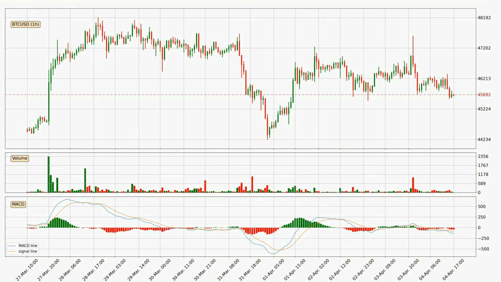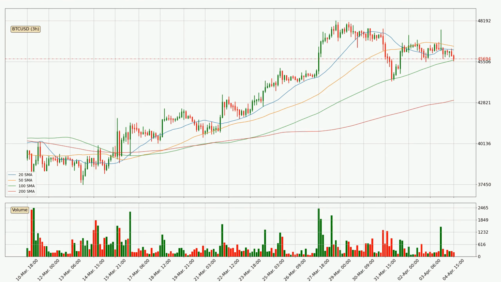Jumping to the 3-hourly simple moving averages, at the moment, the price is between the 100 and the 20 SMA. If the price bounces off the 100 SMA, which is currently at 45,612, it could be seen as a support, and the 20 SMA, that is at 46,279, could be perceived as a resistance to the upside. If there were to be a break either way, it means that there could be a continuous move in that direction.